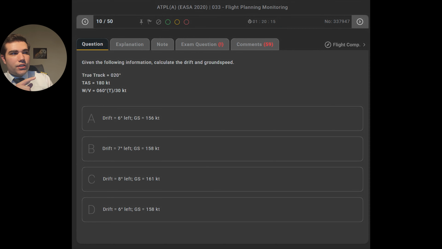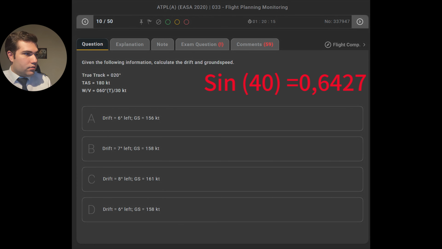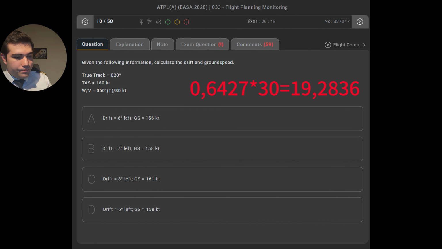Now I will show you another technique for finding the drift with the calculator. Stay with me. You have to do basically the same thing with the sine. We know the difference is 40 degrees. So I will say sine 40, which gives me 0.6427. Basically, I will multiply this number by our wind speed, which is 30.